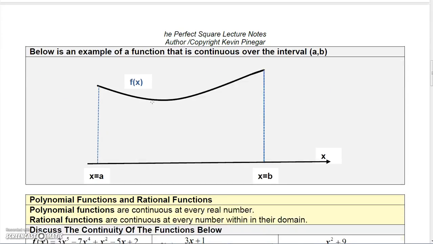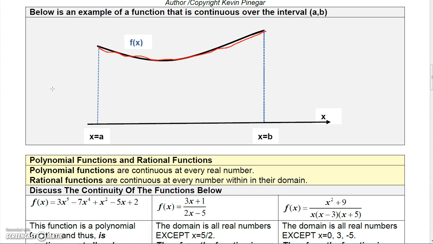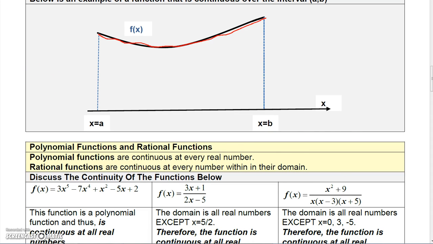Okay, now if you look down here, this graph from a to b, you can actually trace the graph from a to b without picking your pencil up. So in that case, we would say this function is continuous over the interval from a to b.